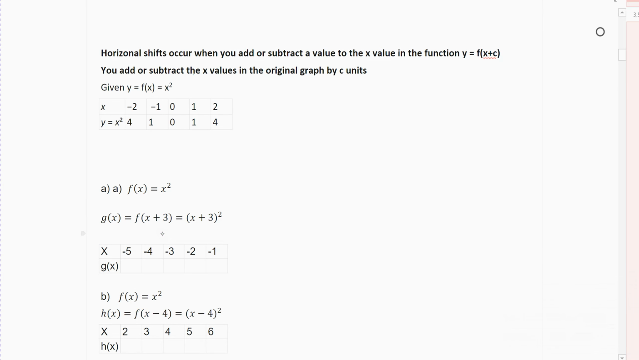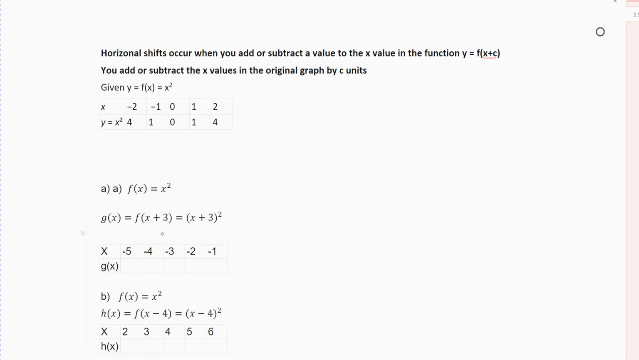Okay, we did vertical shifts. Now we're going to look at horizontal shifts. This is the other one that's usually not too bad. Anything done vertically is done to the function, the y values. Anything done horizontally is done to the x values. Right? Vertically would be the y-axis up and down. Horizontally would be the x-axis left and right.